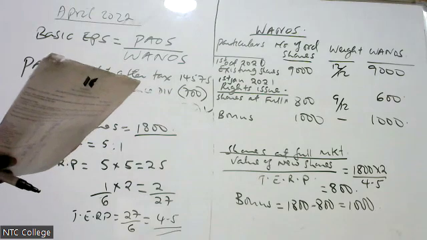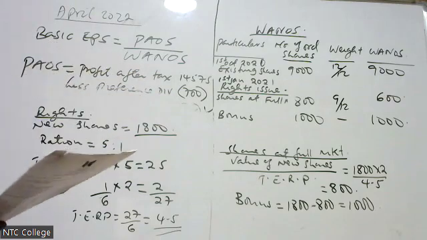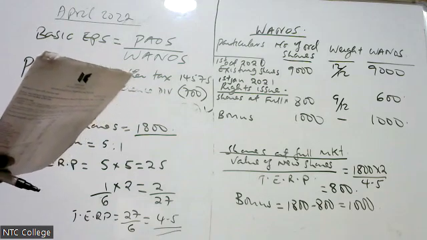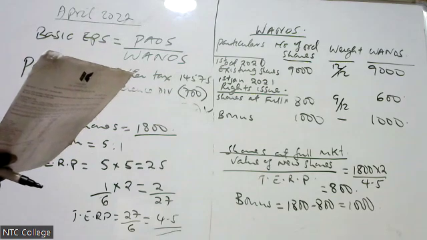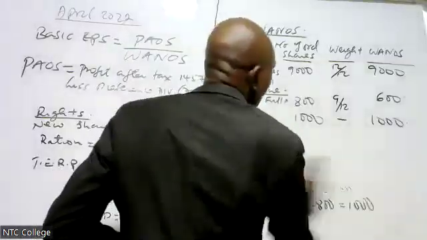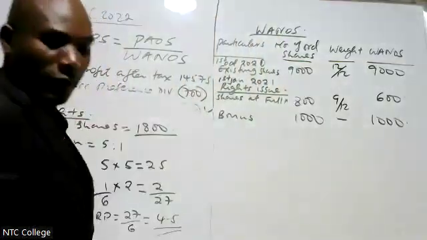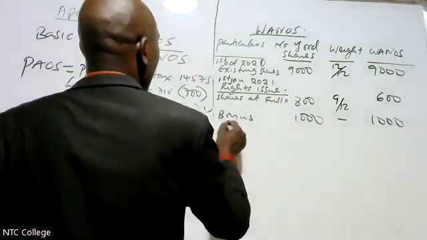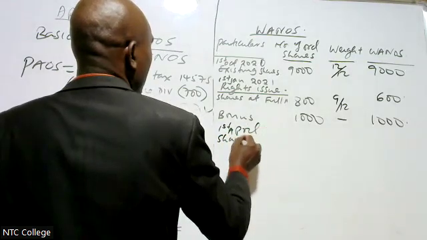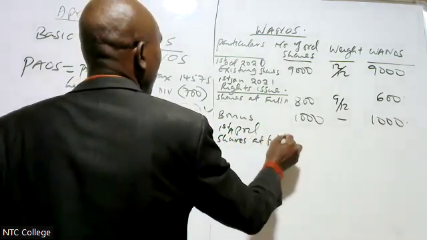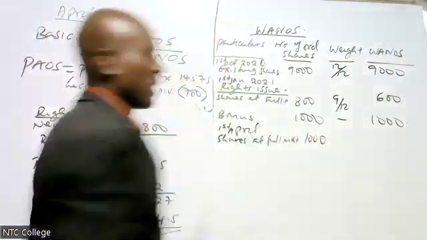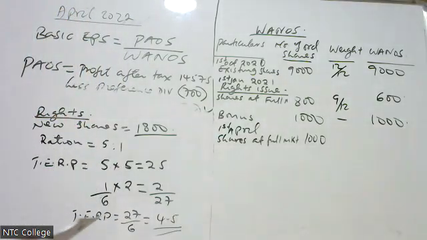Then I come to the second item. I'm done with note number 1, the rights issue. I go to note number 2. On 1st April 2021, Unlimited issued 1 million ordinary shares at full market price. Now, what happened on 1st of April? We issued 1 million shares at full market.